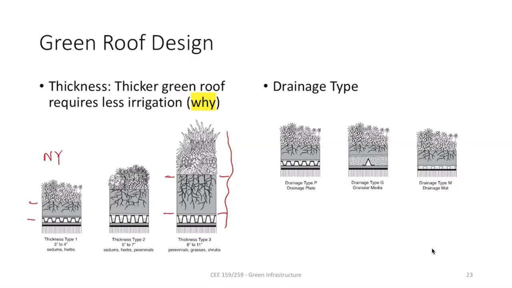So you don't really need to worry about irrigation, or you can actually get water, which is cheap there, to irrigate it. So this is, I'm going to say that this is for LA, the thicker one. The left one is going to be for Newark. And then the second type is based on drainage.